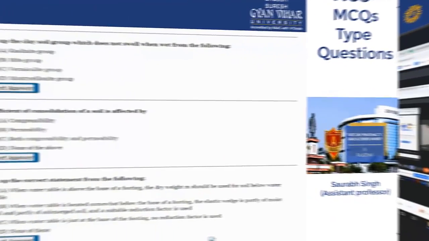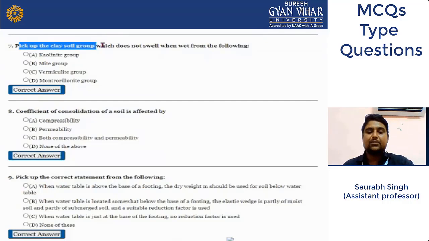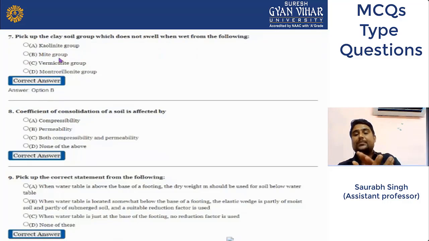The next question is about picking the clay soil group which does not swell when wet from the following. Let's read this question again. Pick the clay soil group which does not swell when wet from the following. The first one is kaolinite, the second one is illite group, the third one is vermiculite group, and the last one is montmorillonite group. Let's see your right answer. This is also a very important question. The right answer is the illite group.